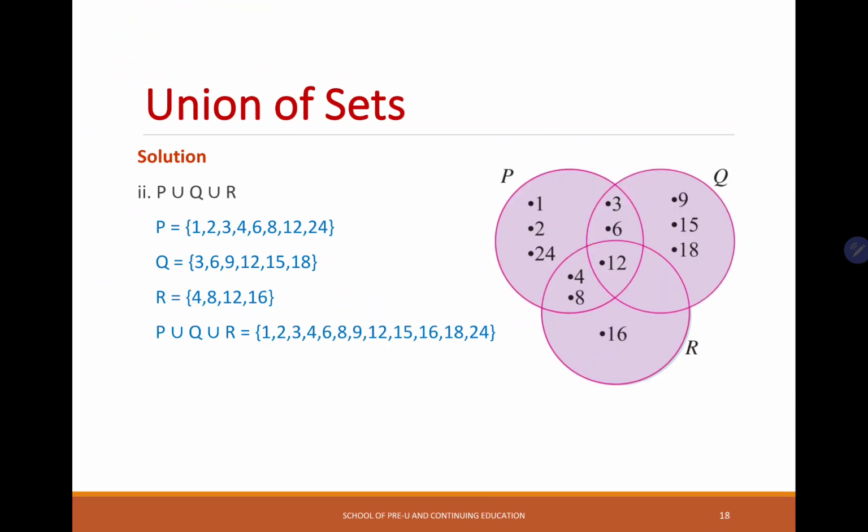Okay, the next one is P union Q union R. So list out P, list out Q, list out R, and then if it is union, we're going to include all of the elements inside P, inside Q and inside R, and shade everything.